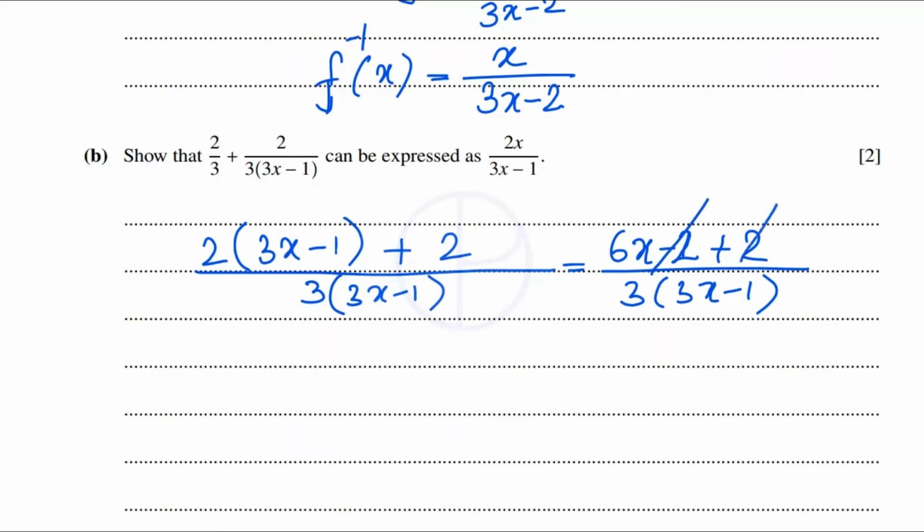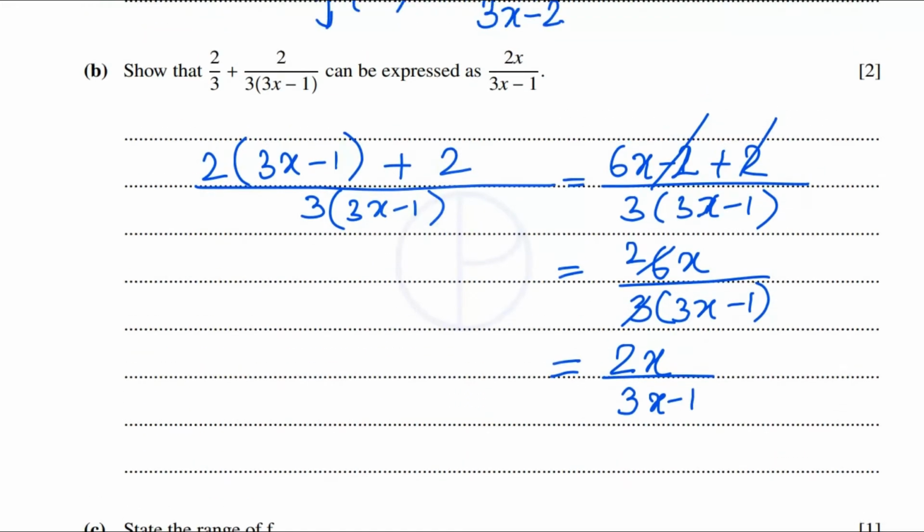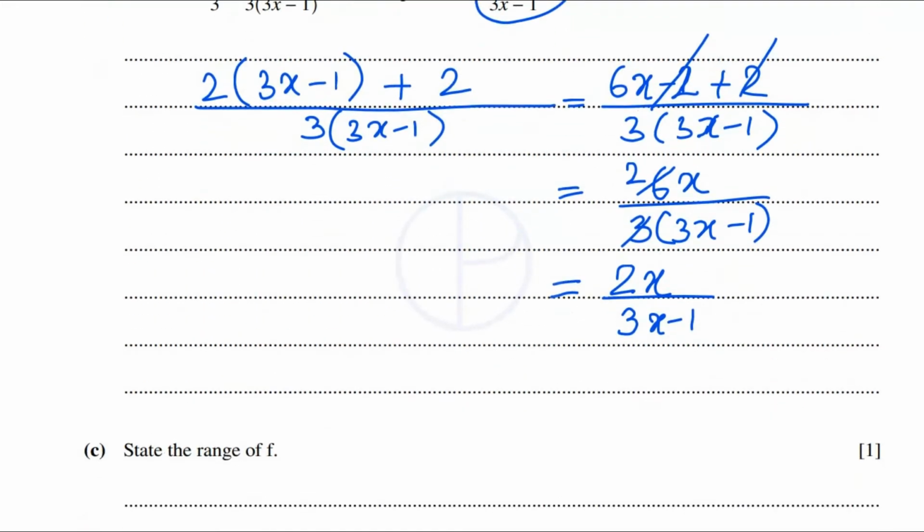The negative 2 and positive 2 get cancelled. So we have 6x divided by 3 multiplied by 3x minus 1. Now we can cancel this 6 and 3. So we get 2 times, so 2x divided by 3x minus 1. So hence we got this.